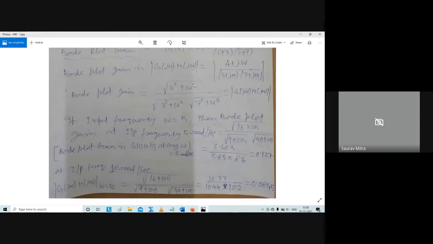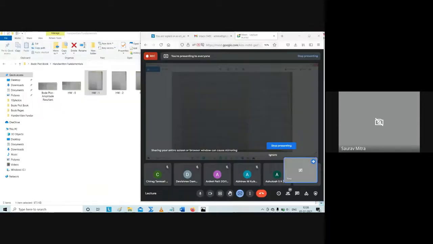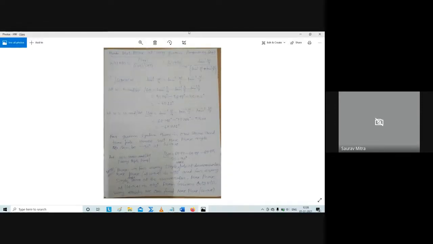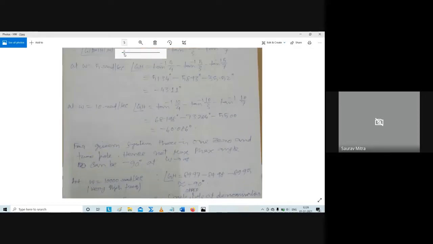You find here the same system at 5 radian per second gives a gain of 0.127. The same system, G(s)H(s), at 10 radian per second, the gain decreases. And we are plotting this. We plot the phase as well as the gain for the Bode plot for varying input frequency. So what are the variable quantities in the case of root locus and the Bode plot? In root locus, the variable quantity is gain. In the Bode plot, the variable quantity is frequency. So this is something that we have to understand. Next, we are still in the basics of plotting root locus.